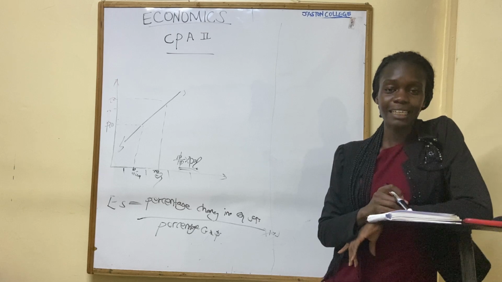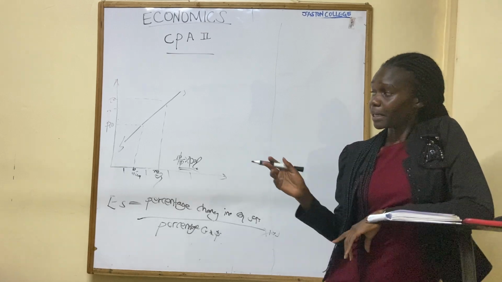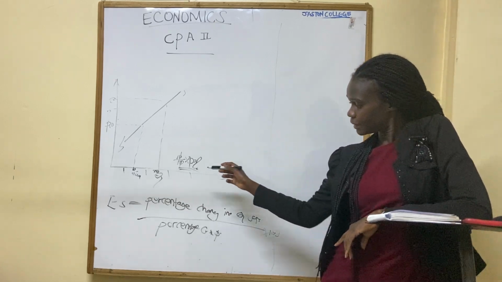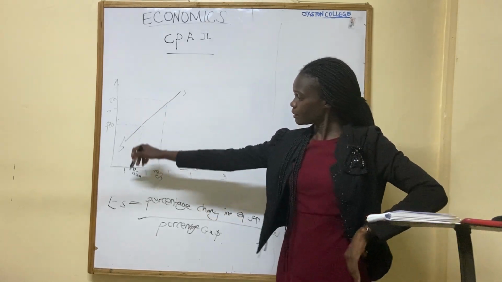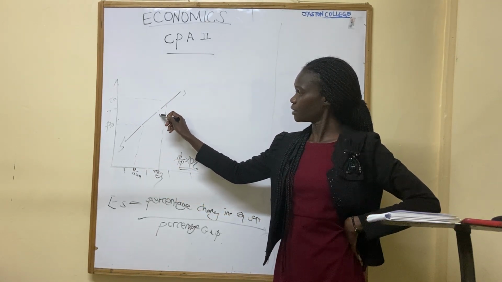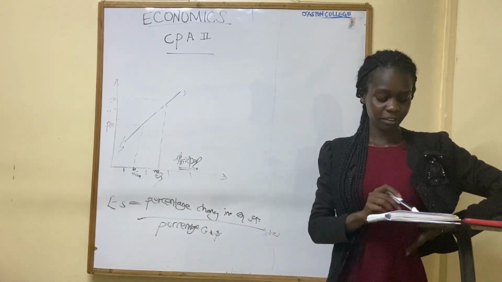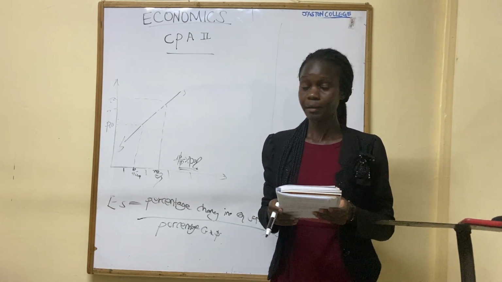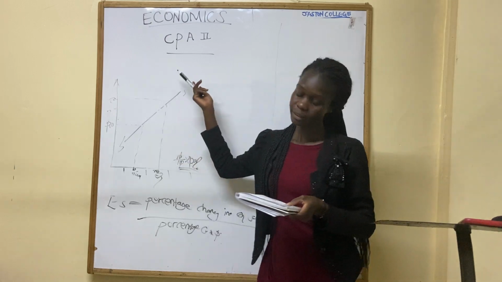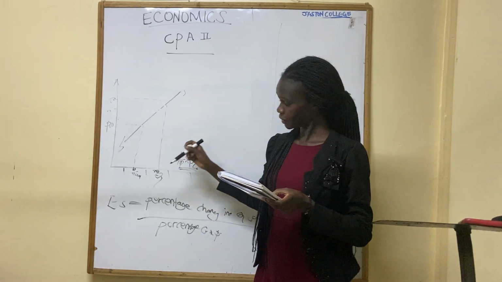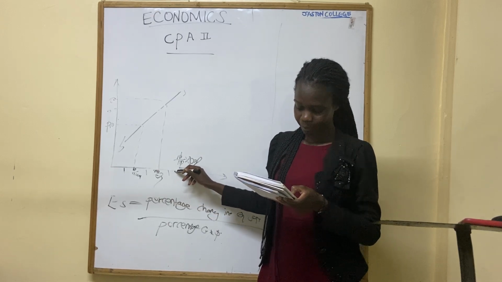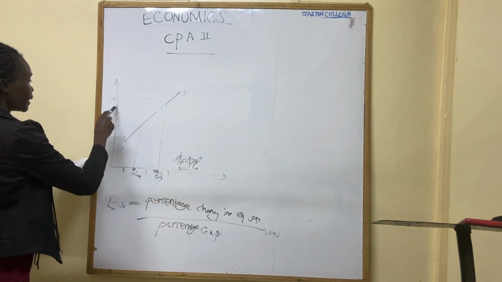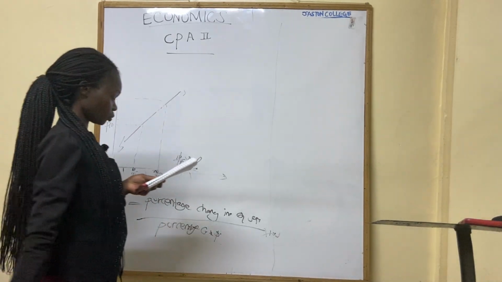The second one is inelastic supply. This is whereby when prices change, it brings about a change in quantity supplied in a smaller proportion. So when price increases, the supply changes in a small proportion. The third one is unit elasticity of supply. This is whereby when the price goes up or down, it brings about changes in quantity supplied in the same proportion, like the example I gave you. They change at the same proportion.